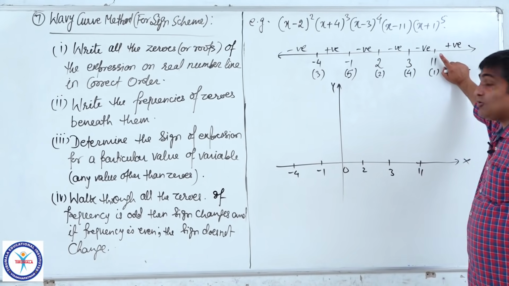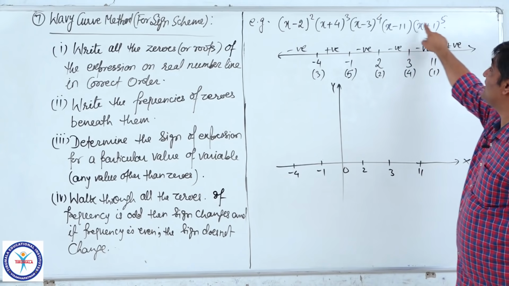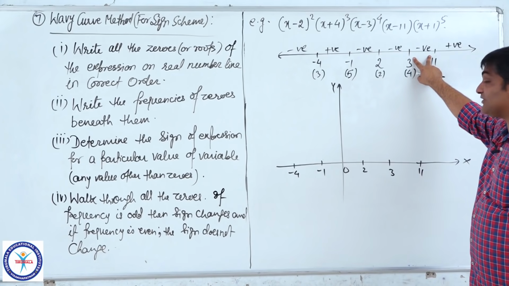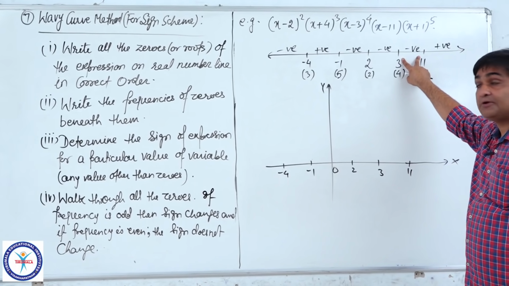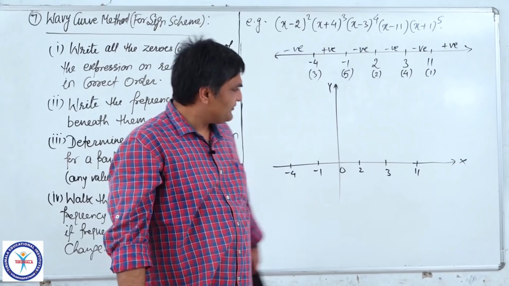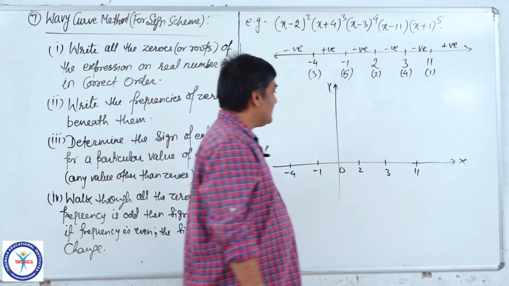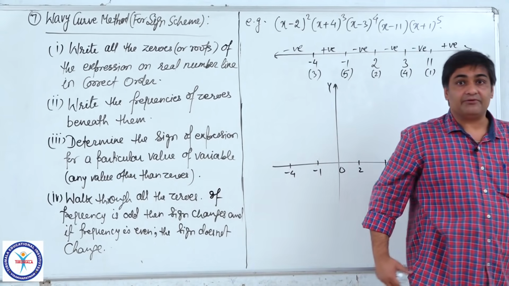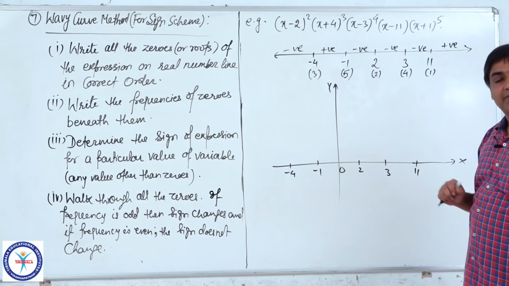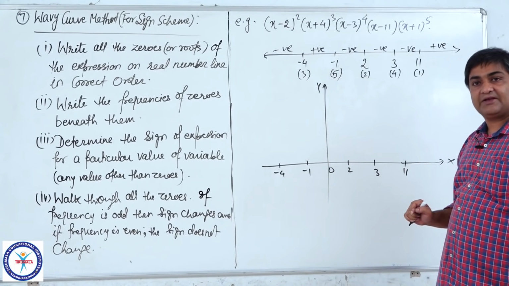Here positive means for the values of x which are greater than 11, the sign of this expression is positive. For the values of x lying between 3 and 11, the sign of this expression is negative. Okay. So we can draw a rough sketch by this method. Where the sign is positive, the graph will lie above the x-axis, and where the expression is negative, the graph will lie below the x-axis.